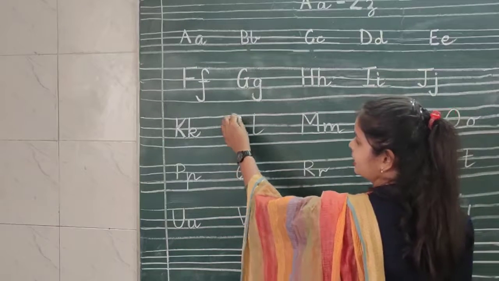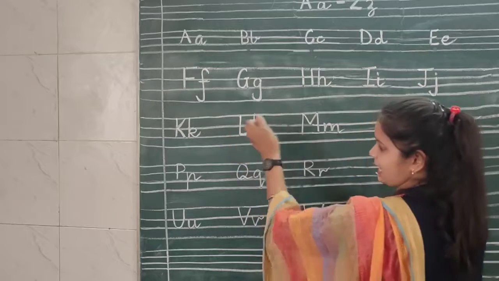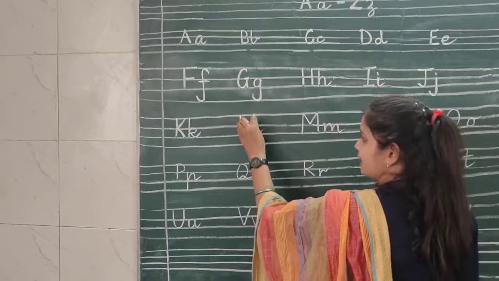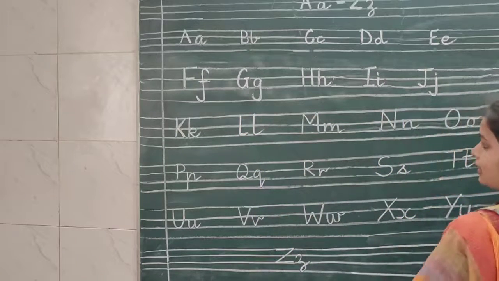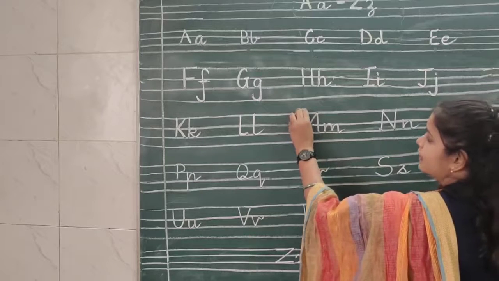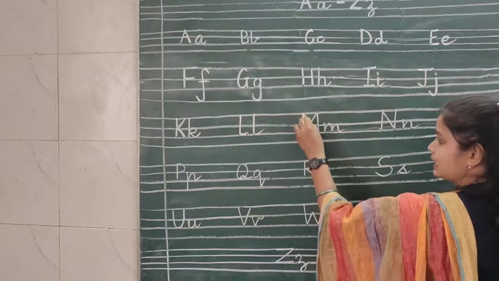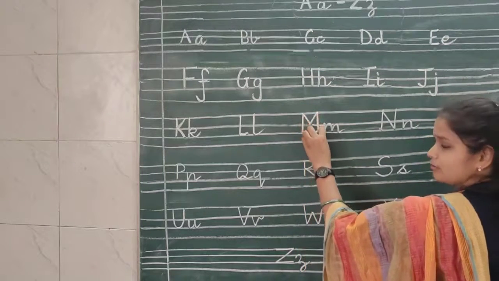Now coming to capital L, straight line and a dash like this. And small l in a running handwriting like this. Is that clear? Now coming to M. Straight line from the first line, then a slant line, again a slant line upwards and down.